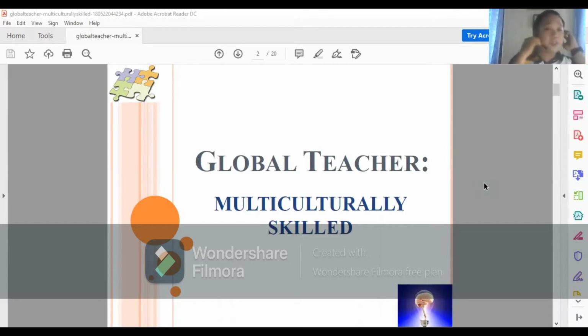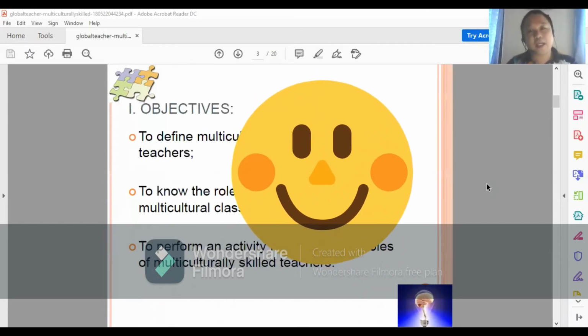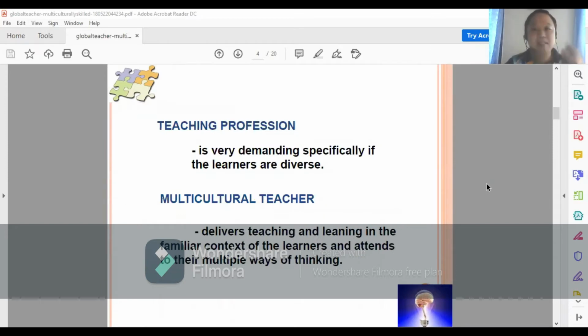So this morning, we were going to discuss the global teacher as a multiculturally skilled individual. So how can we say that a teacher is multiculturally skilled? Let's first define what we mean by the teaching profession. The teaching profession is very demanding, specifically if the learners are diverse. It's very challenging on the part of the teacher. A multicultural teacher delivers teaching and learning in the familiar context of the learners and attends to their multiple ways of thinking.